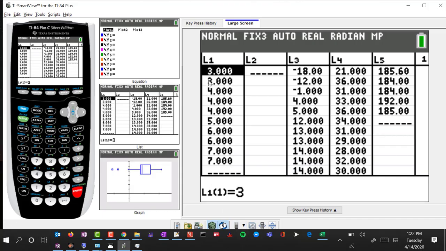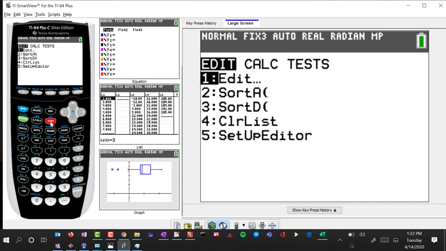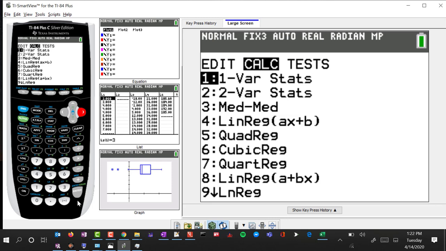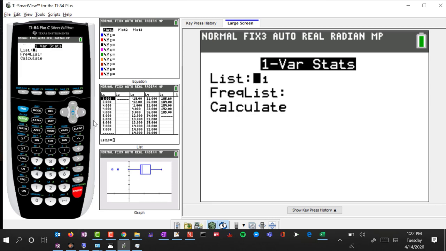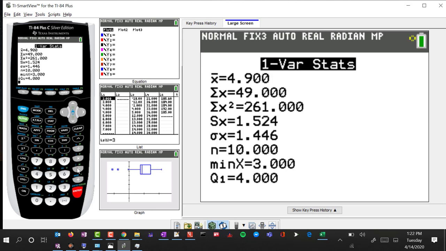So if you were to take our list of values, the 3, 3, 4, 4, 4, 5, 6, 6, and so forth, and if you wanted to look at those to determine what the variance is and the standard deviation, we would go into stats, calculate 1-VarStats, and work with list 1, which is already in there, and what you'd find is that it would tell us that the standard deviation, if that's the population of values, is 1.446.